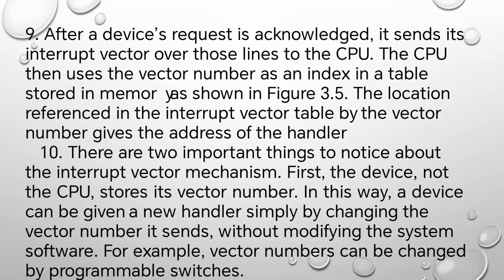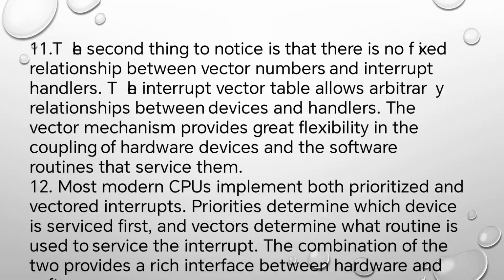There are two important things to notice about the interrupt vector mechanism. The first is that the device, not the CPU, stores its vector number. In this way, a device can be given a new handler simply by changing the vector number it sends, without modifying the system software. For example, vector numbers can be changed by programmable switches. The second thing to notice is that there is no fixed relationship between vector numbers and interrupt handlers. The interrupt vector table allows an arbitrary relationship between devices and handlers.